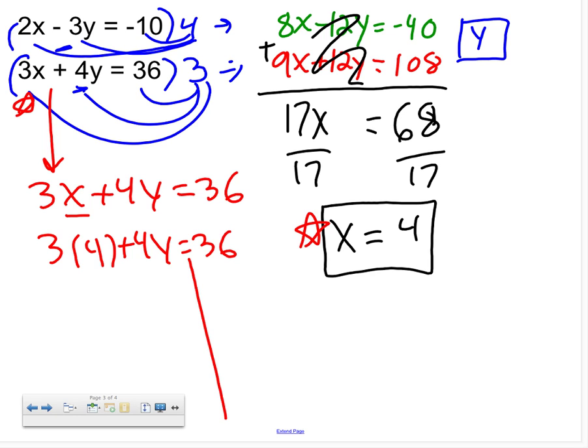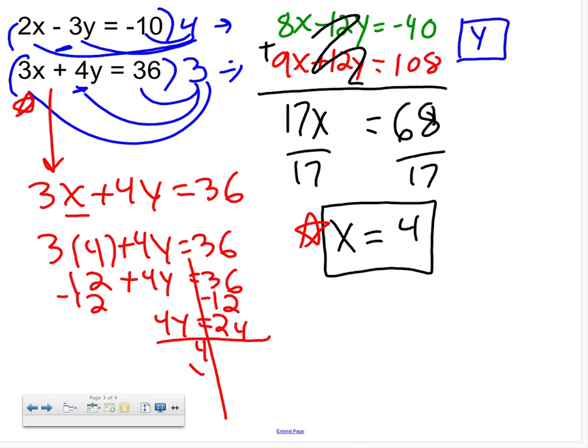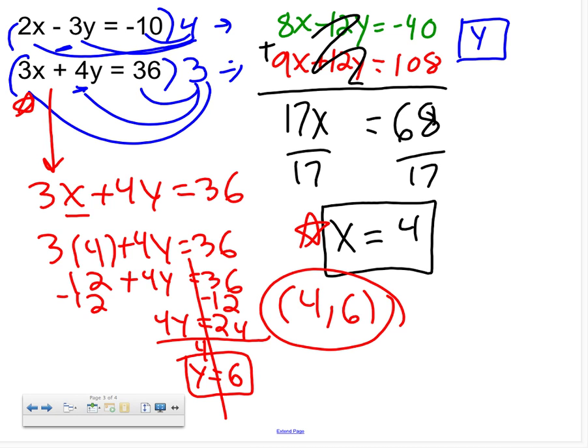Drop my line down the middle just to help me out with my sides. 3 times 4 is 12, plus 4y equals 36. Subtract the 12 to get rid of that first. Get 4y equals 24. Then we divide by the 4, and we get y equals 6. So that's my y pair. So my answer altogether would be the point (4, 6). And that's the point where these lines cross.